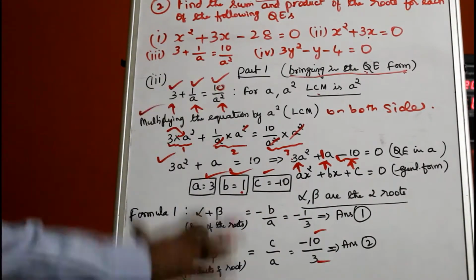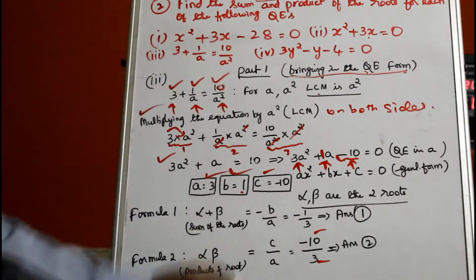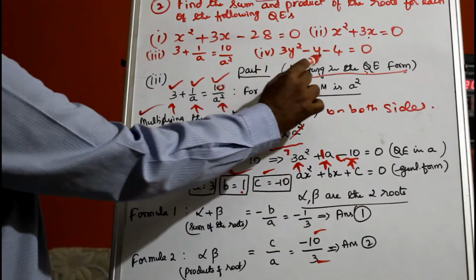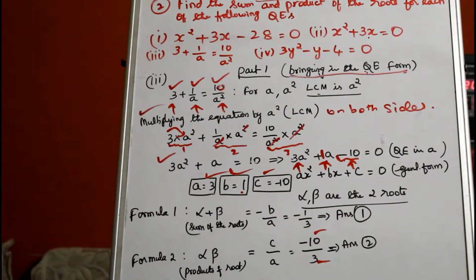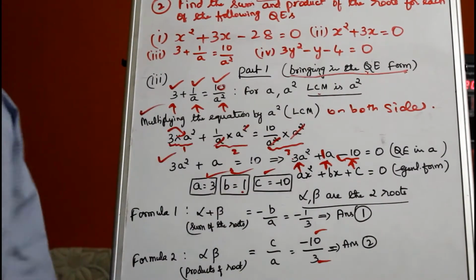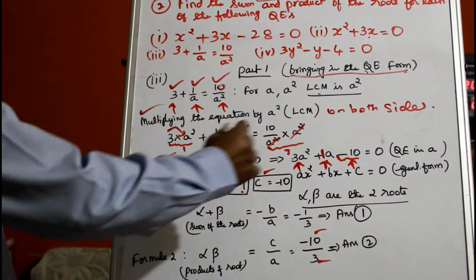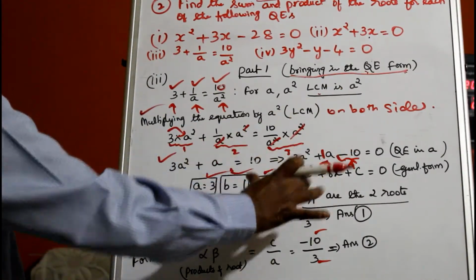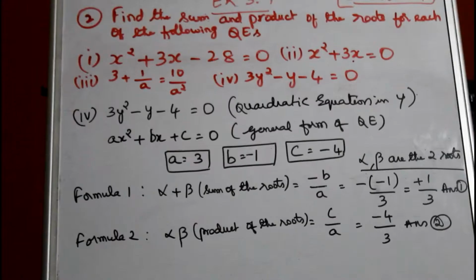So let me explain this sum again quickly. This is not in the quadratic equation form. The form should be like this, y square, y like that. So you must try to bring it to the quadratic equation form, and we take an LCM, a square. Since the alphabets come in the denominator, you multiply with the LCM and you get the answer very easily. So hope you understood this.